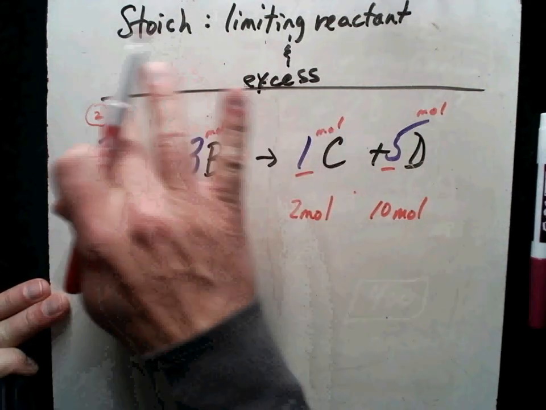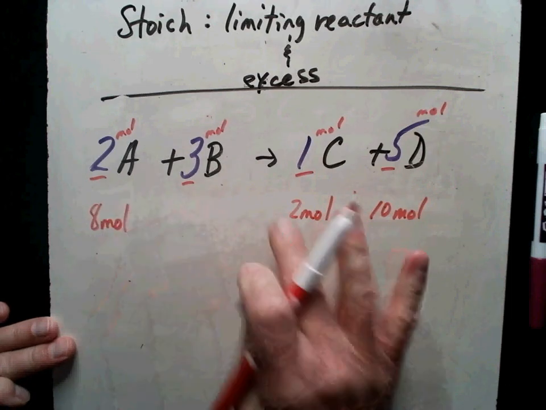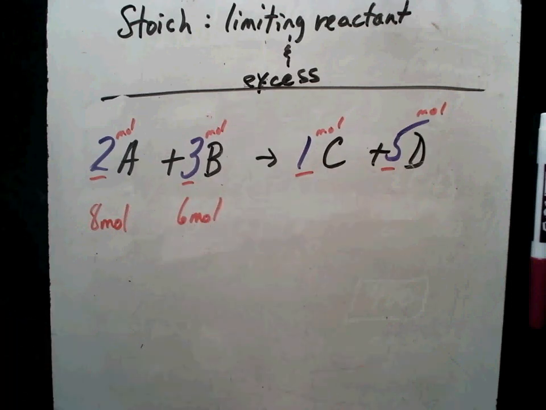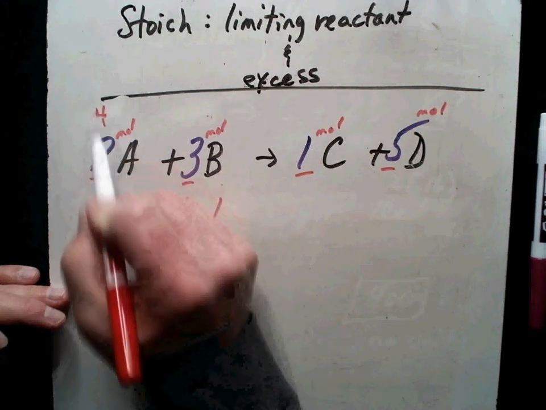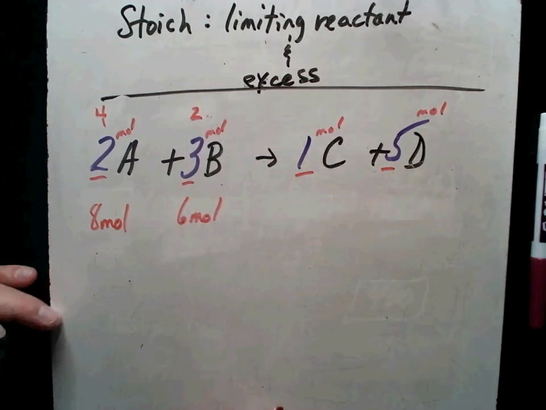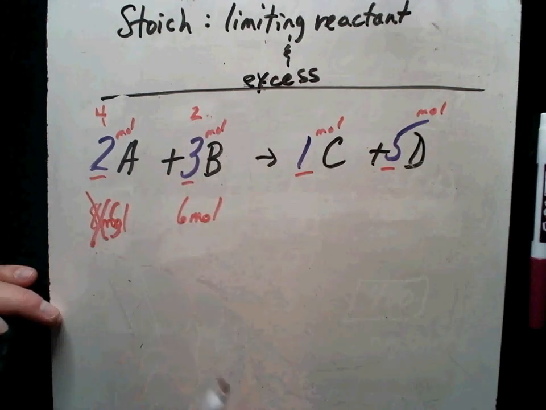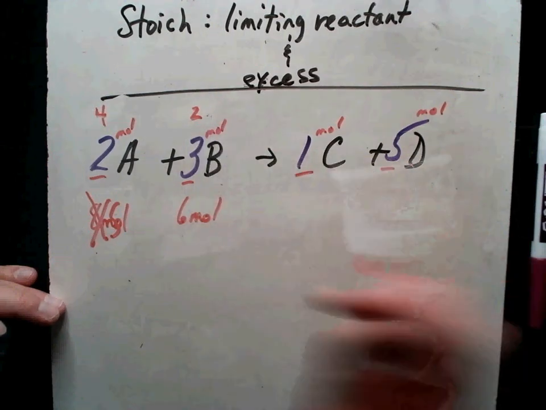But what if the numbers are closer? Watch this one. Let's say I have 8 moles of this and 6 moles of this. Okay? So watch this. 8 divided by 2 is a change of 4. 6 divided by 2 is a change of 2. Do you see it? This guy's going to run out first. So that's my excess. All right, and so then 6 divided by 3 is a multiplier of 2 times that.